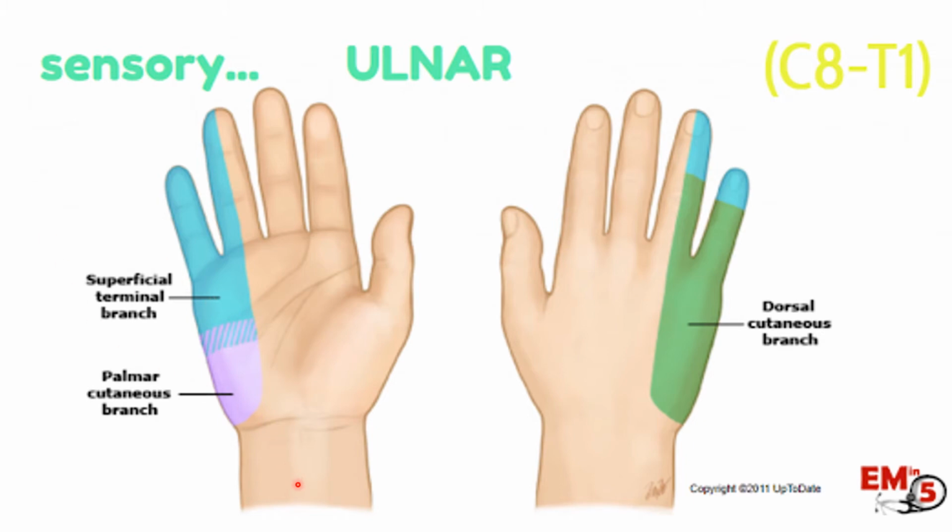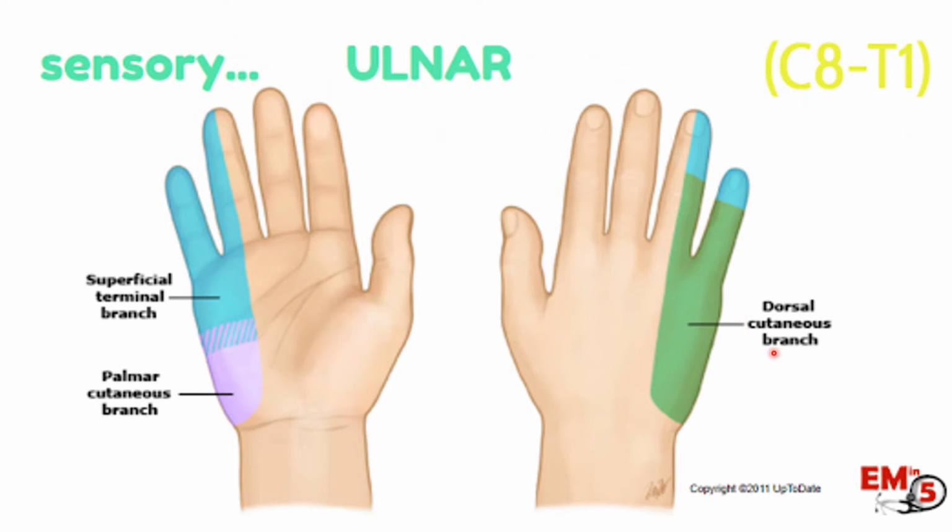And the palmar cutaneous branch, which passes superficial to the flexor retinaculum and palmar aponeurosis, supplies skin on the medial side of the palm. Okay, so you have to memorize all these branches. So this is very important. These are all sensory, and only the deep branch of the ulnar nerve is motor and supplies the muscles.